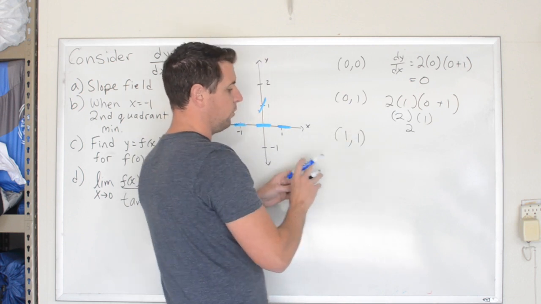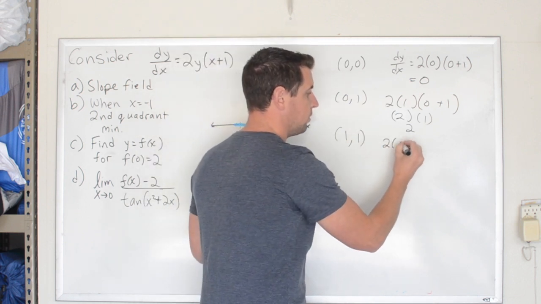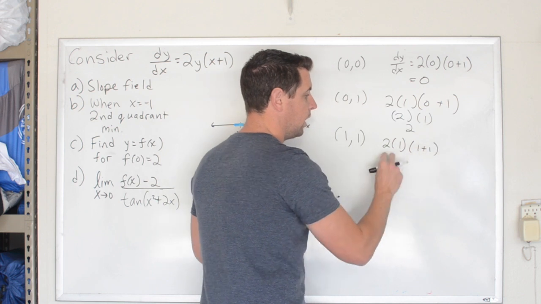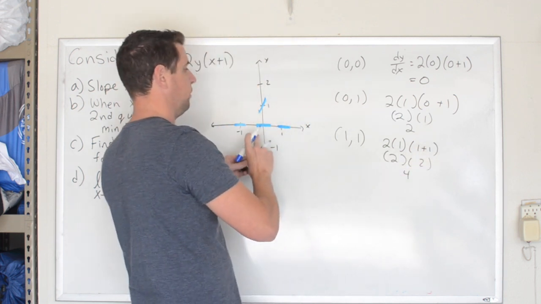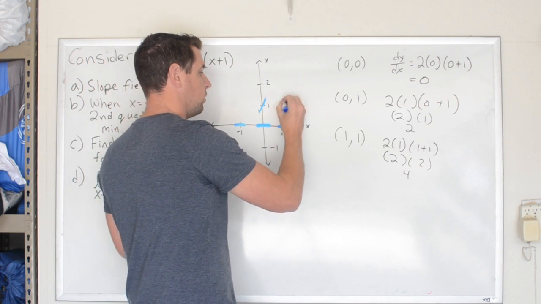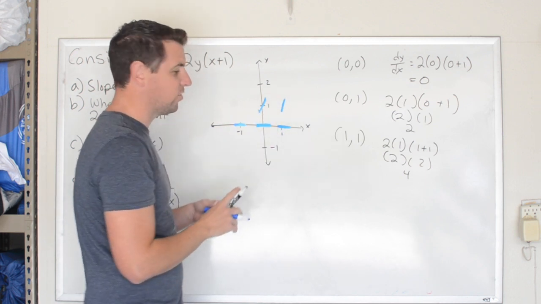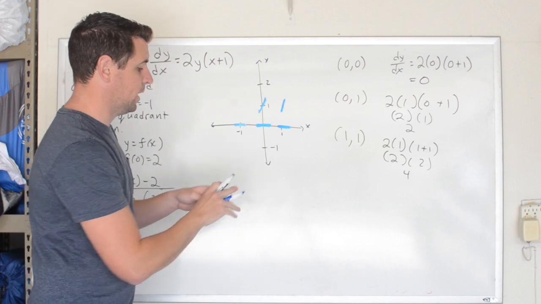I'll try the point (1, 1). And I get 2 times 1 times (1 plus 1). I got 2 times 2. I got that to be 4. Something like this, even steeper than that. It's hard to show, and that's okay.